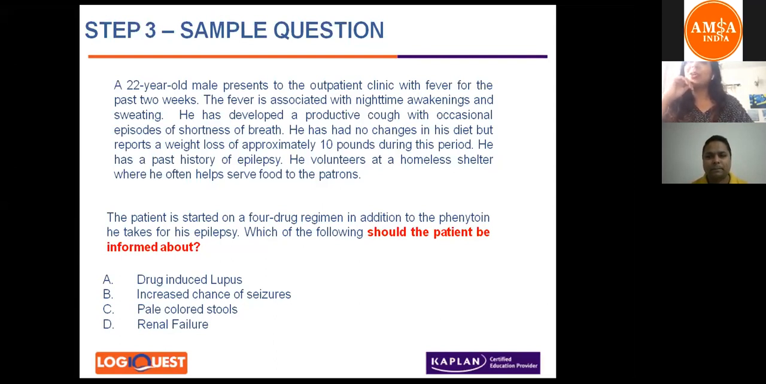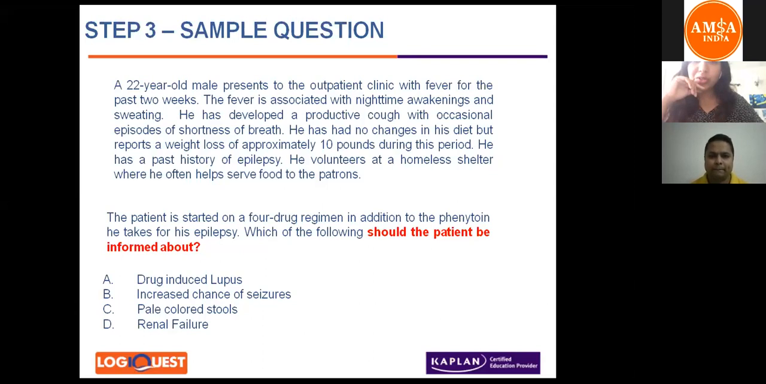Okay, guys, so let's answer this question. Someone said that isoniazid inhibits phenytoin. So I guess that person would think the answer is B, increased chance of seizures. Anyone, any other idea? Okay, people are saying B, increased chance of seizures.